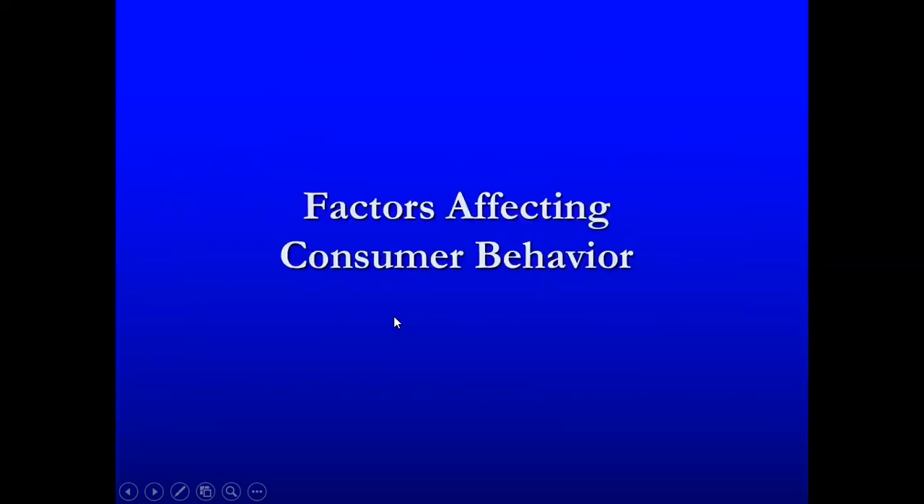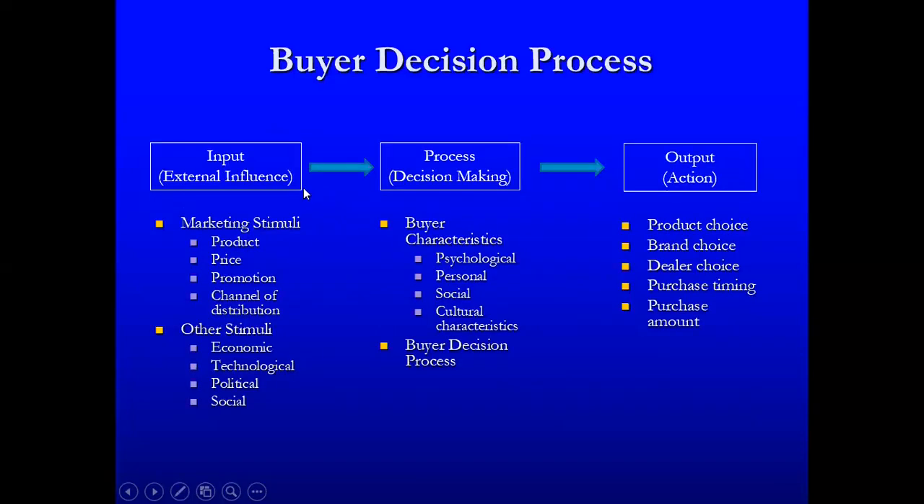Then let us see factors affecting consumer behavior. For this, we make a simple model as input, process, that is decision making process, and output, that is action or purchase of product. So input include marketing stimuli and other stimuli. Marketing stimuli include product, price, promotion, and place. These are 4 P's of marketing. And other stimuli include economic, technological, political, and social. These are environments. So all these factors are basically external influence on decision-making process.